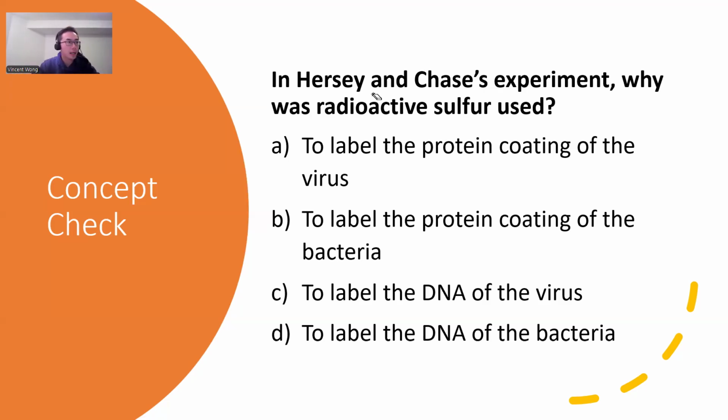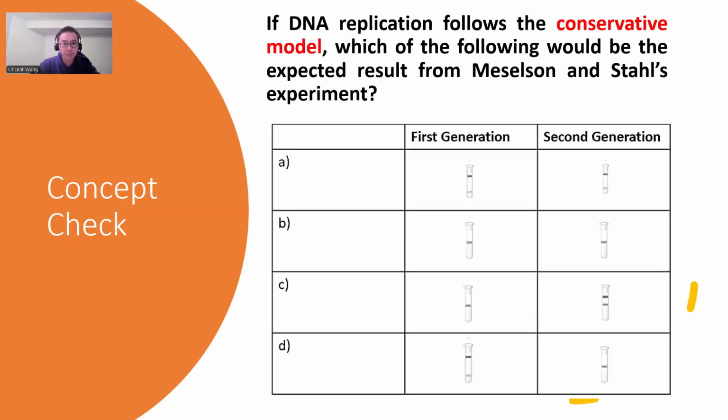Most people who answered got it right. It is to label the protein coding of the virus, because sulfur is found in protein but not DNA. Over here, if DNA replication follows the conservative model, which we know is not true, it's semi-conservative, the question is asking what would be the expected result from the first and second generation?